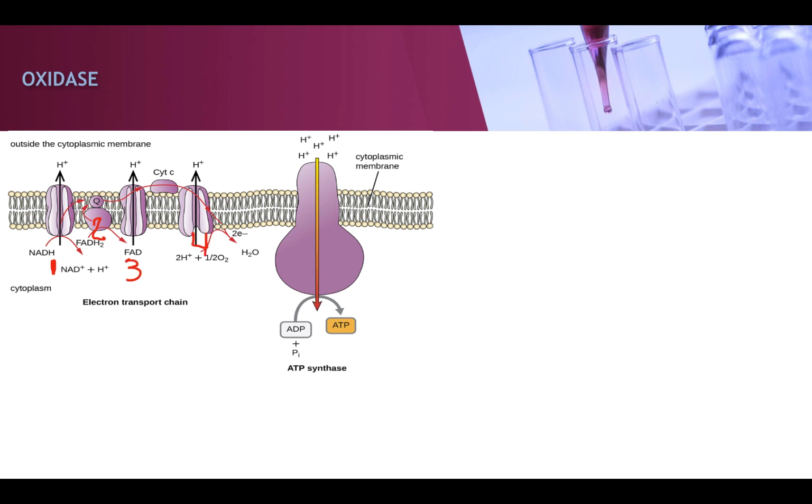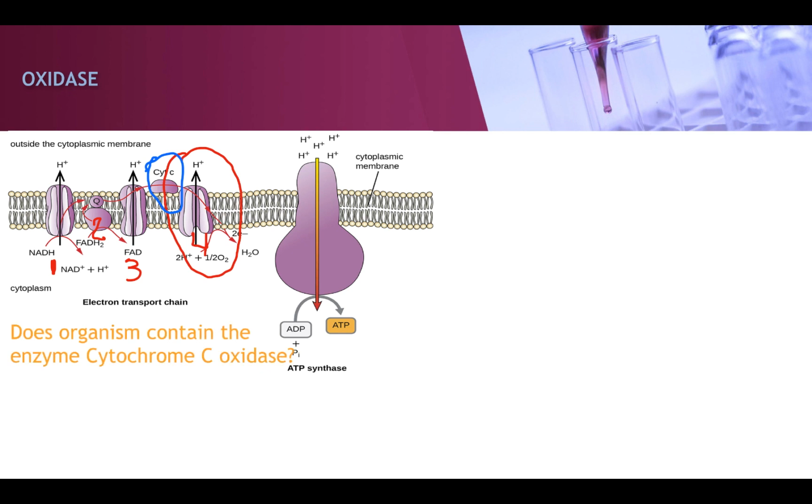Each of these contains molecules jointly able to transfer electrons down towards oxygen. The last enzyme in this chain is complex 4. And we call that cytochrome C oxidase because it makes the final electron transfer of the chain from cytochrome C, circled in blue, to oxygen, reducing oxygen to water. The oxidase test is designed to identify the presence of cytochrome C oxidase.